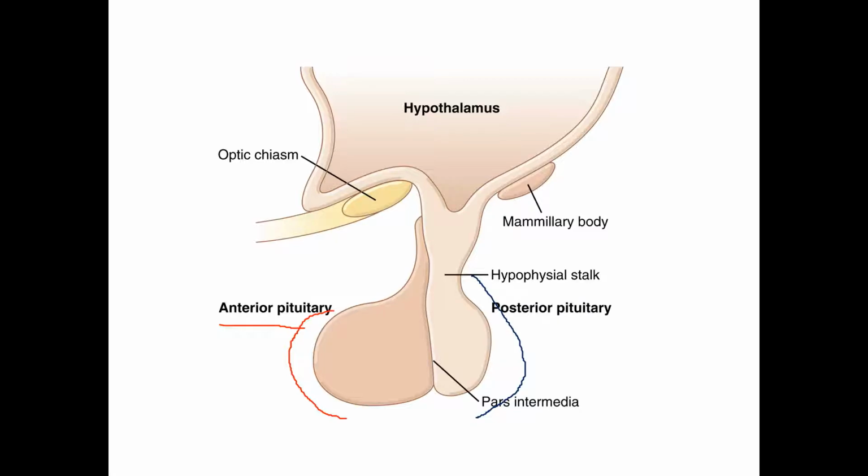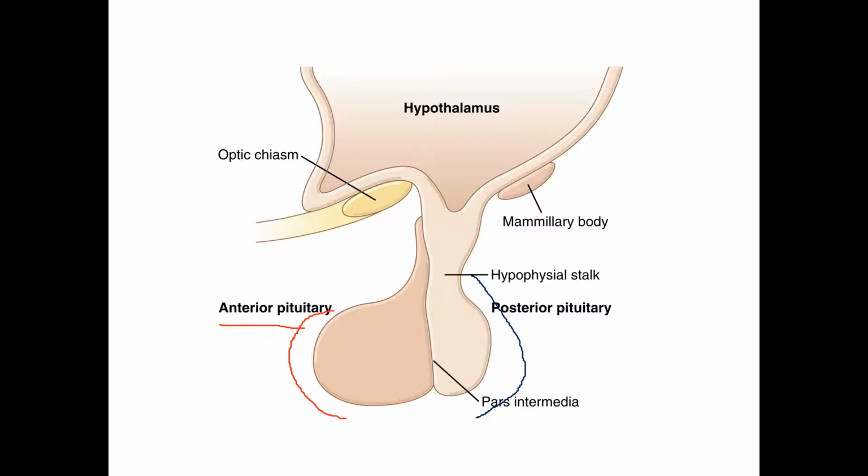The anterior pituitary, also known as the adenohypophysis, is divided into two parts: the pars anterior or pars distalis, and the pars intermedia, which are separated by a cleft. Those comprise the anterior pituitary.